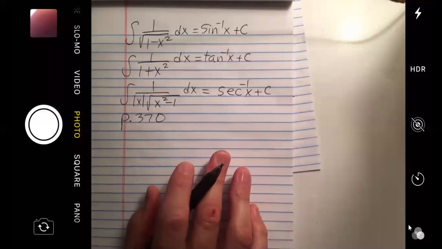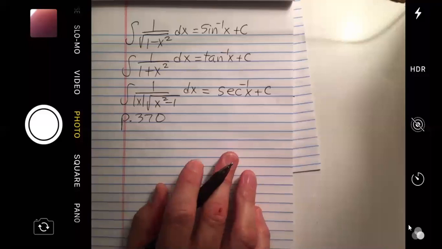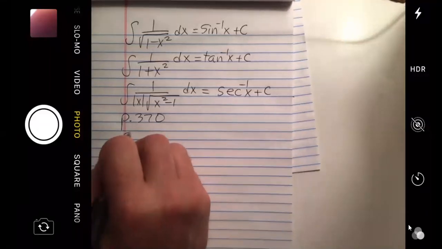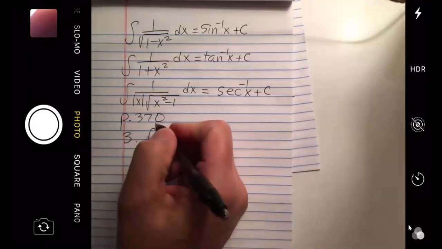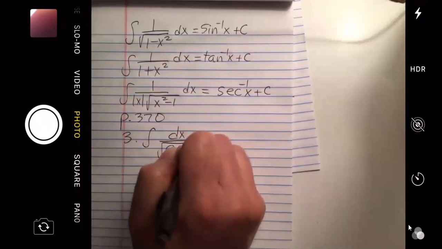Let me try to just show a really simple one. I like to show simple ones first to try to get people warmed up. But let me just start with the first one, which is number 3. And it's an integral dx over the square root of 9 minus x squared.